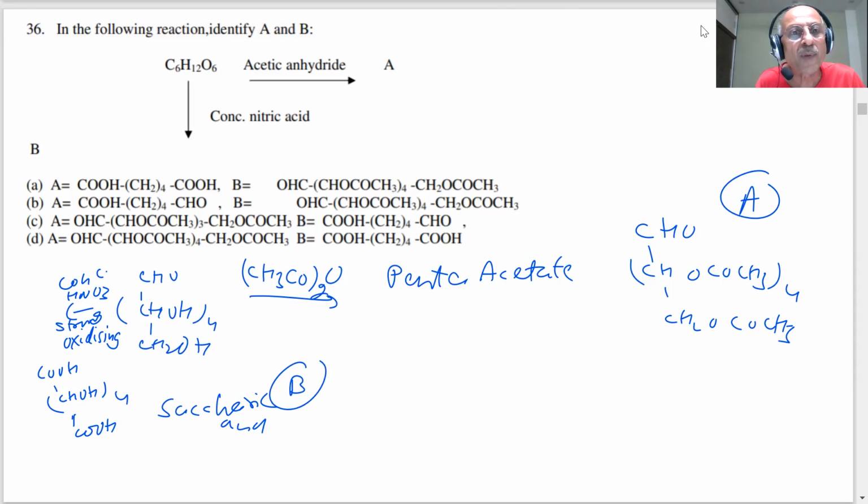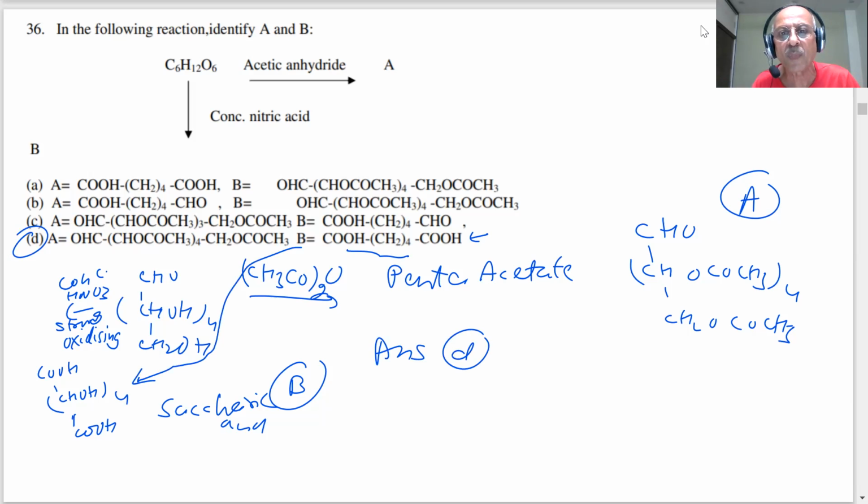You have a pentacetate, and you will get COH, CH2, but something is wrong here in this case, because this should be saccharic acid. There are two COH groups, that should be the saccharic acid formula. So here the choice is D. The answer is D, students. That is my B compound. This is saccharic acid.